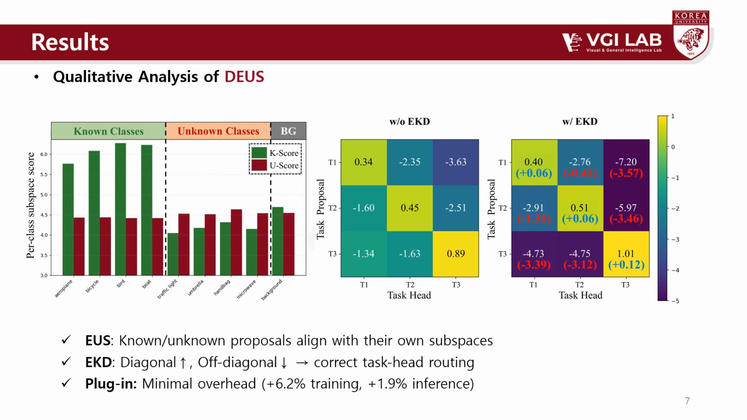Finally, we check that each part works as designed. On the left, proposals matched to known classes have a higher known score, in green, and proposals matched to unknown classes have a higher unknown score in red. So EUS aligns each proposal with its own space. On the right, the heat maps show the task head energy. With EKD, the diagonal goes up and the off-diagonal drops, which means each proposal is routed to its correct head.